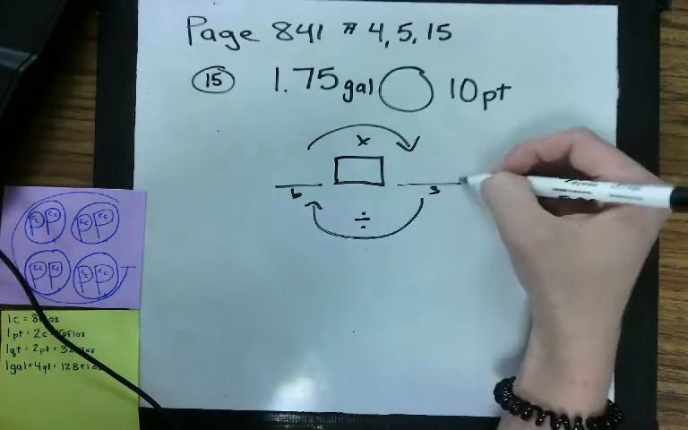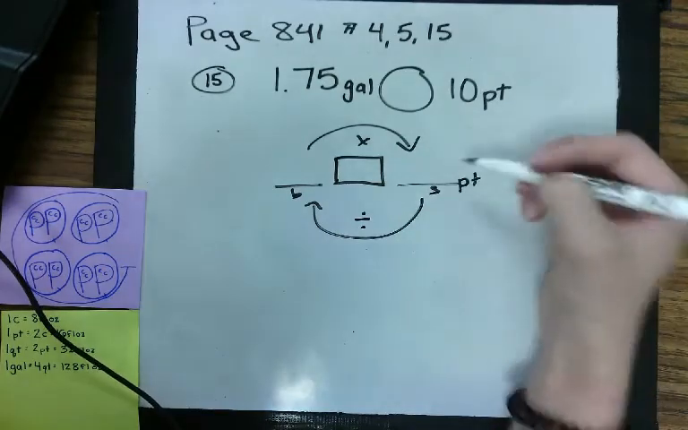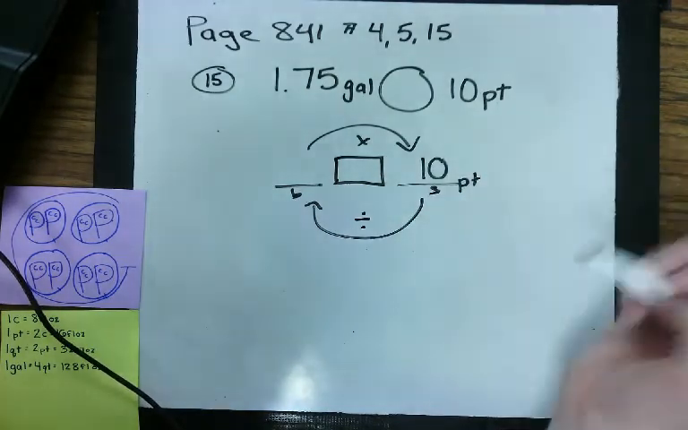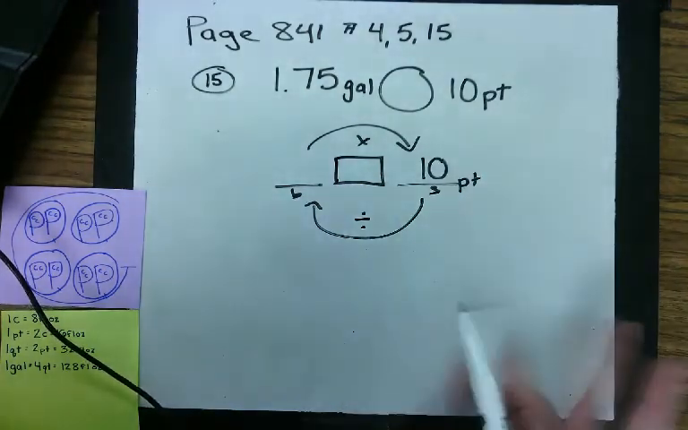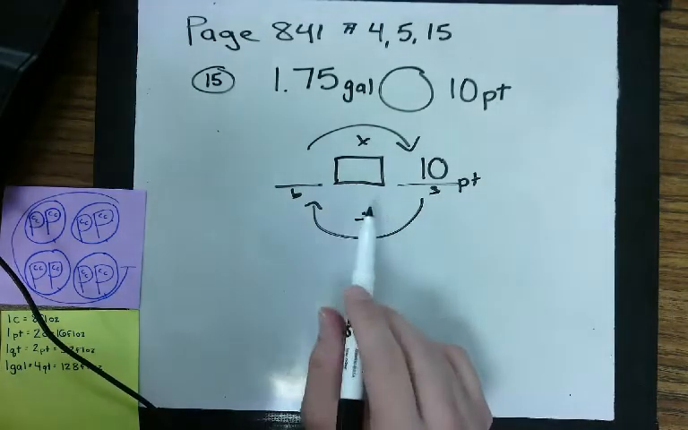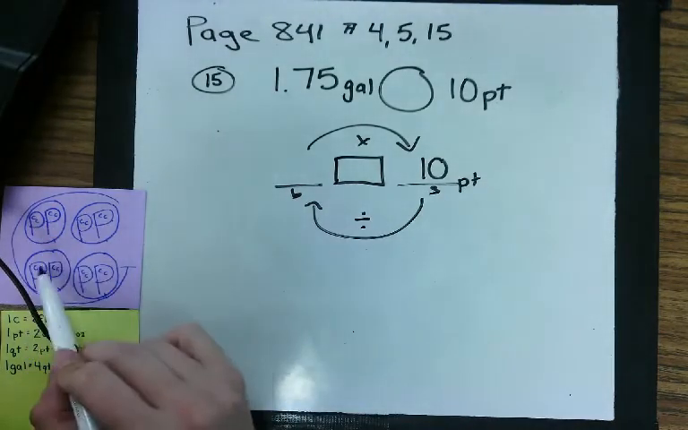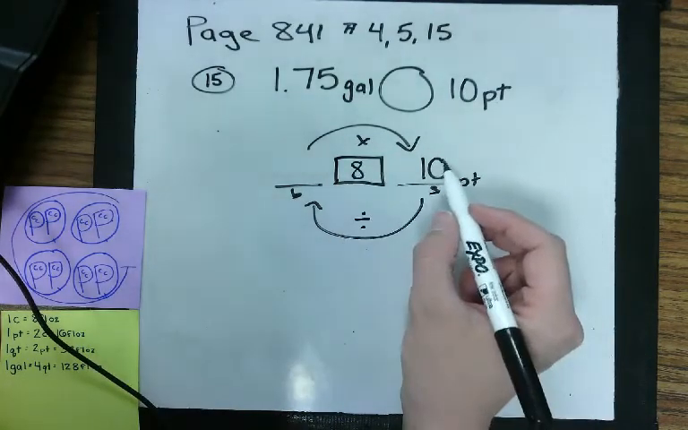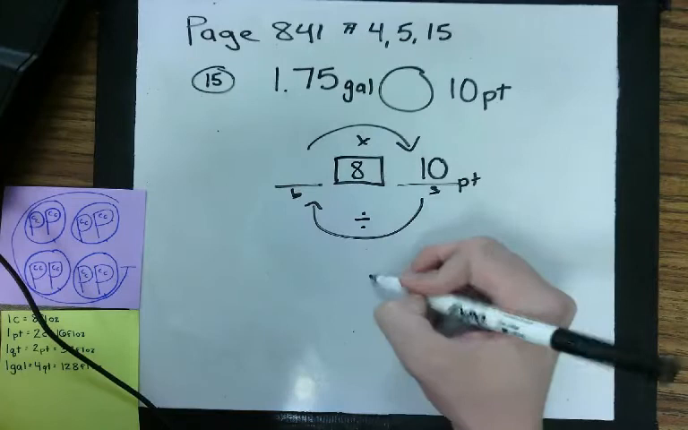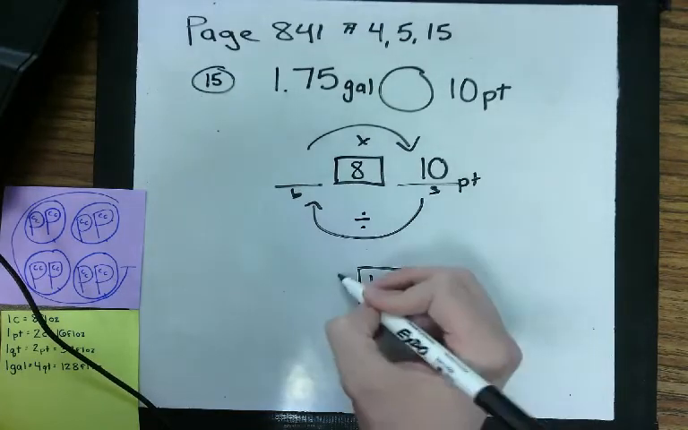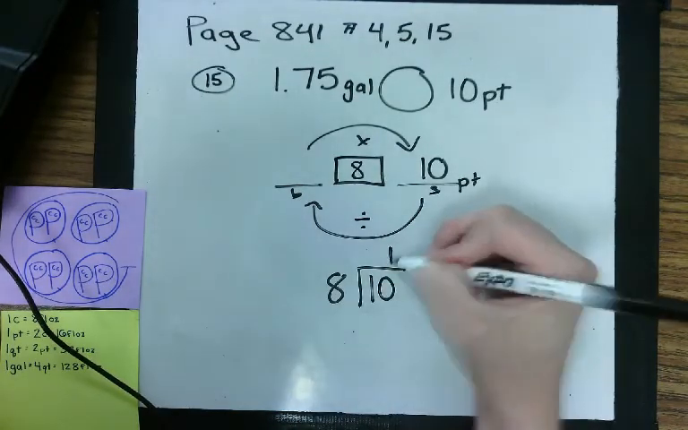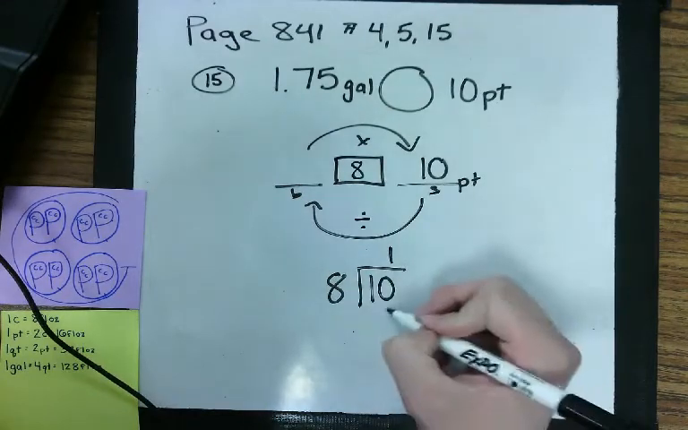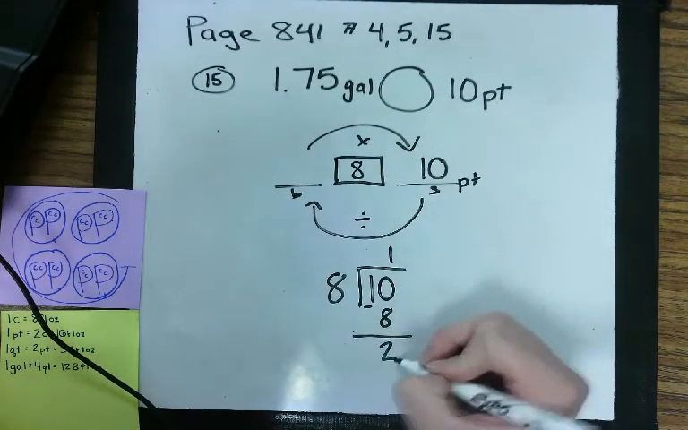Okay. So I'm starting with pints. Pints are smaller than gallons. I have 10 of them, right? Now I'm thinking about, okay, how many pints are there in a gallon? 1, 2, 3, 4, 5, 6, 7, 8. There are 8 pints in a gallon. So I'm doing 10 divided by 8 to find out how many gallons there are. 8 goes into 10 one time without going over. 1 times 8 is 8. And I have a remainder of 2.